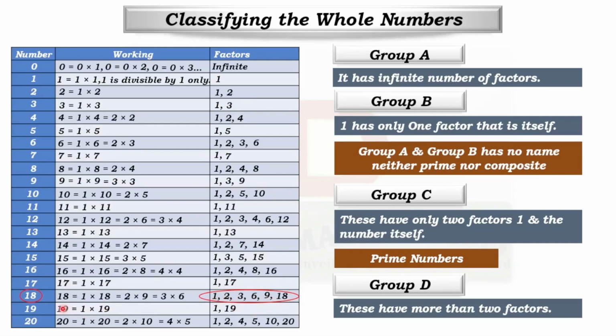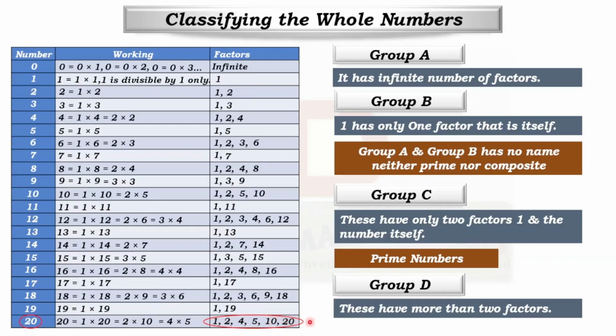The number 20 has 6 factors: 1, 2, 4, 5, 10, and 20 itself. Means more than two factors. Here 2, 4, 5, and 10 are the other factors, from the factors 1 and 20, the number itself.